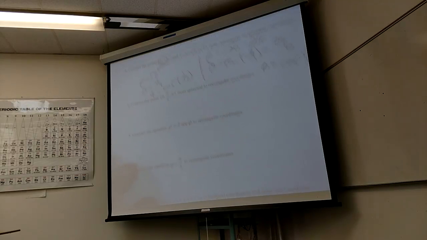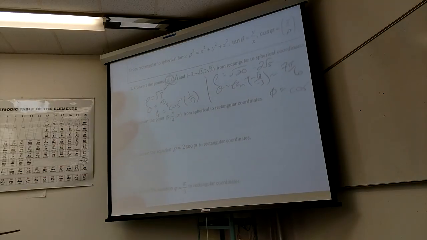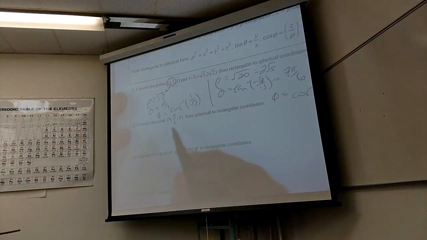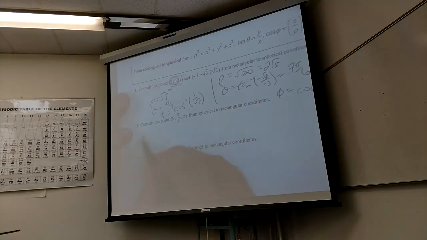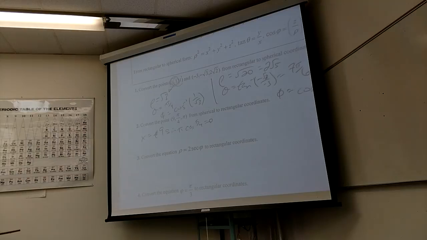All right. Now this is just going the other way around. I just gave one of them because it's pretty simple. X, what do you guys get for that? It'll be rho, which is 9, sine of pi, and then cosine of pi over 4. That's of course 0.